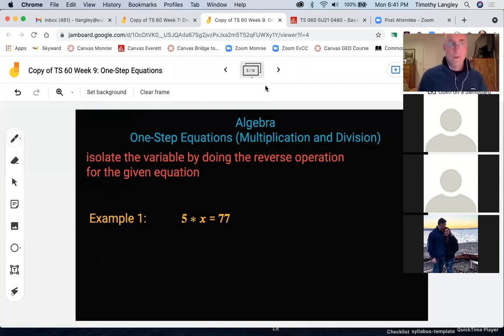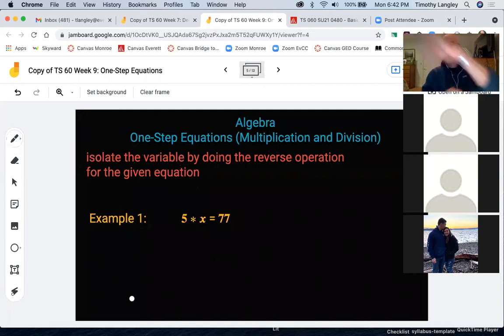Now I want you to go ahead and write this in your notes. One step algebra, when we multiply and divide, how do we do those? Okay, so one step multiplication and division. And go ahead and write down in your notes what it says in red. It says to isolate, which means get it by itself, the variable by doing the reversed operation for the given equation. Okay, I know that kind of sounds confusing. Hang in there. It's basically what I've been saying.